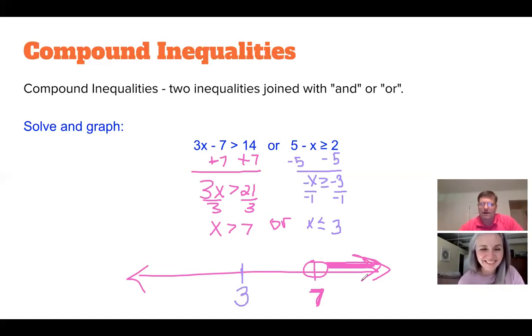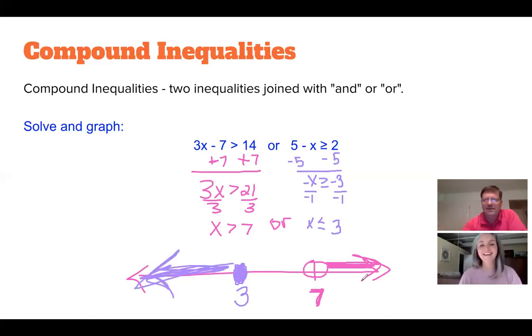And her part of the graph is less than or equal to. When that's less than or equal to, you get to fill in that circle. And she wants all the numbers less than 3, so they go that way. And since this is or, either one of those is fine. Anything that's in the pink part or the purple part will satisfy one or the other. It's not going to satisfy both simultaneously, but any one of those numbers in those 2 parts would satisfy this inequality.